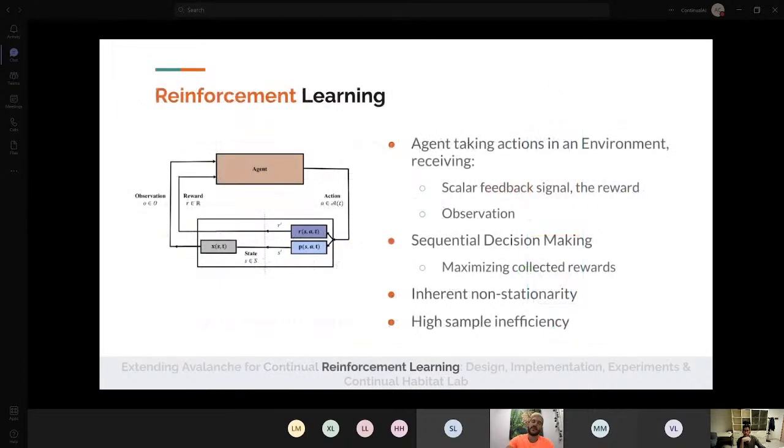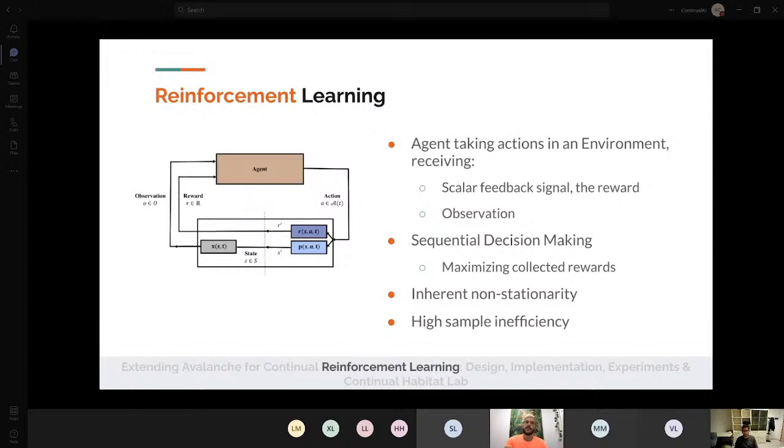And reinforcement learning, on the other hand, is a very well-known machine learning paradigm in which an agent interacts with an environment, so taking actions in the environment and receiving from the environment a scalar feedback in the form of what we call the reward, and some observations which represent the observable state of the environment itself. Reinforcement learning is usually used to tackle sequential decision-making problems, so all those problems that require taking multiple actions in time. And it does so by maximizing the collected rewards along the way.